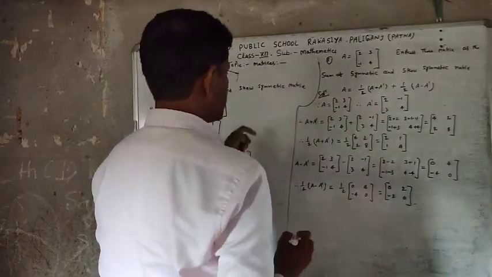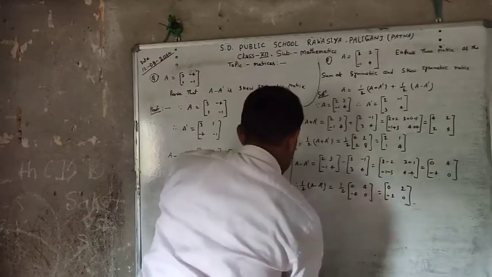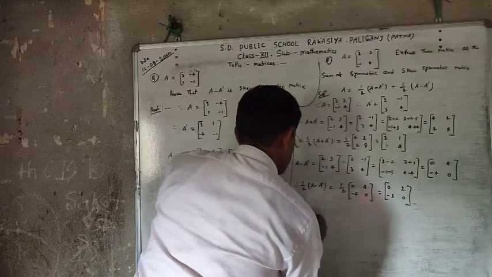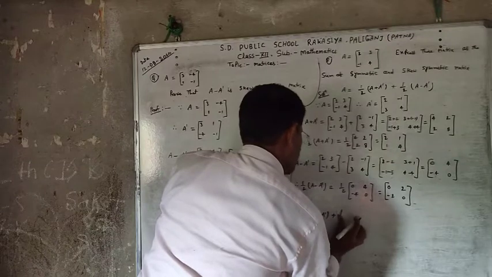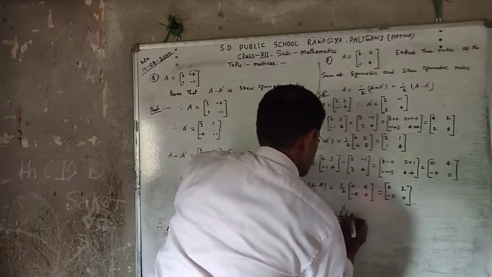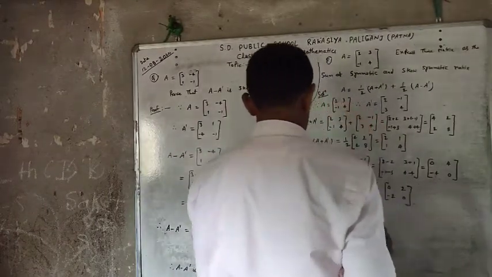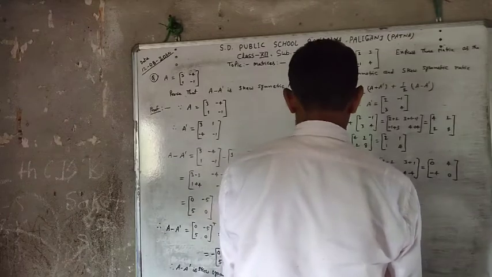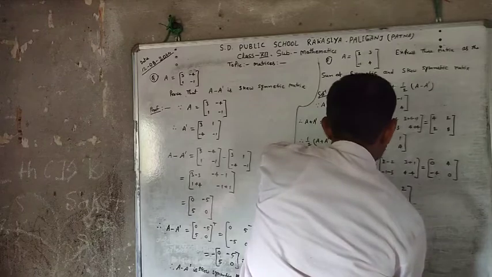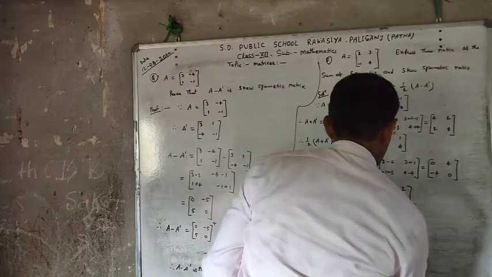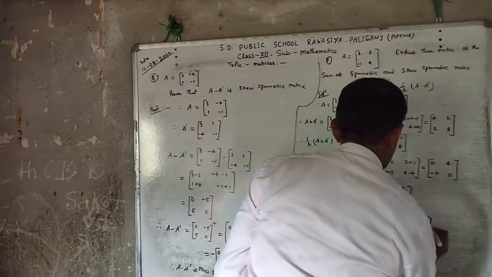Now we can find 1/2 (A plus A transpose) plus 1/2 (A minus A transpose). Therefore, 1/2 (A plus A transpose) plus 1/2 (A minus A transpose). Hence, it is a matrix of order 2, [2, 1; 1, 4] plus [0, 2; -2, 0].